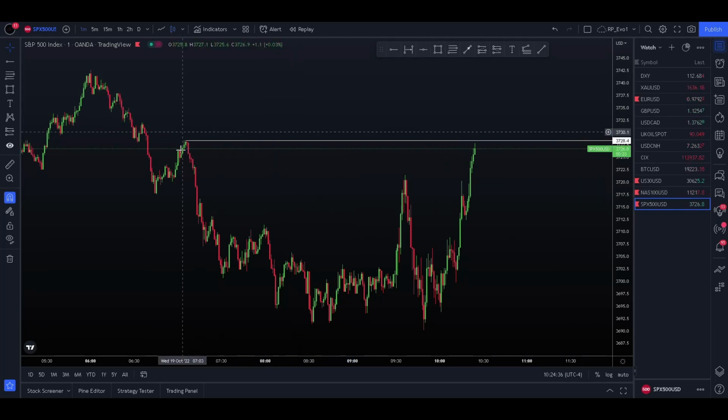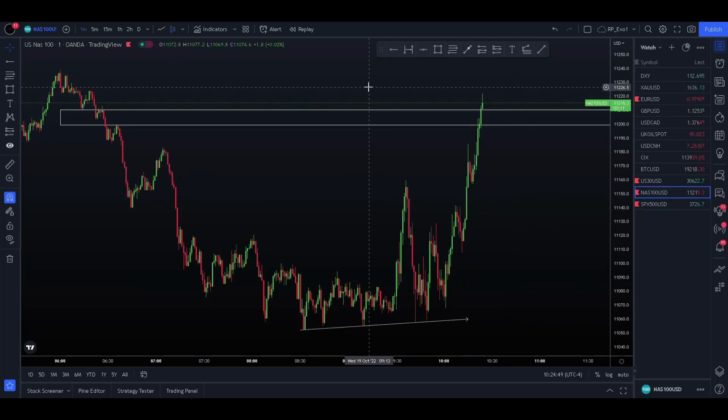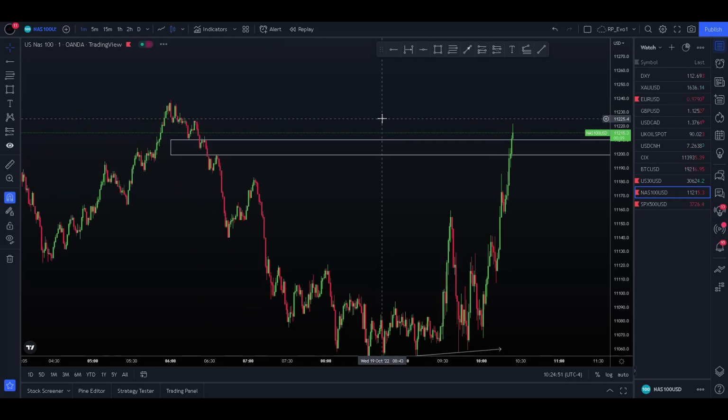So there's a little bit of delay in both indices, as you can see, like delay on S&P in this high. By the screen, I'm looking at S&P.